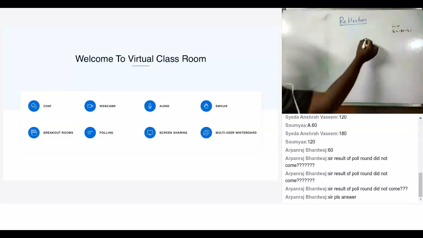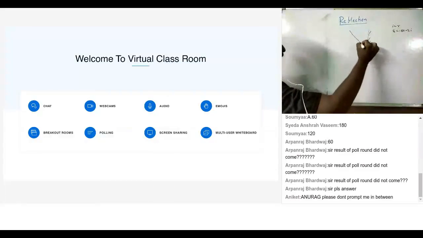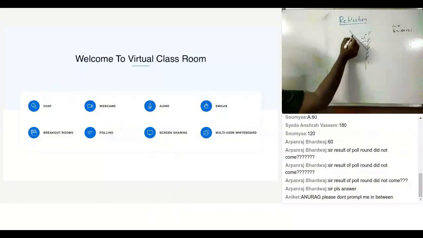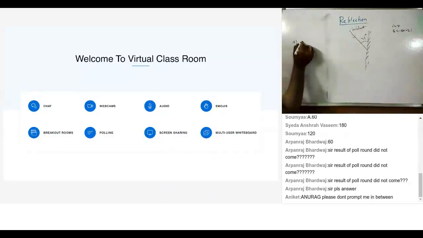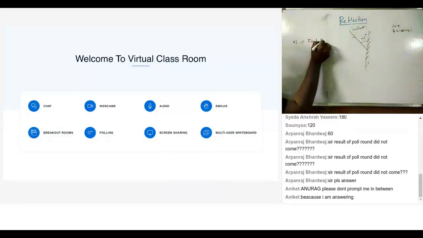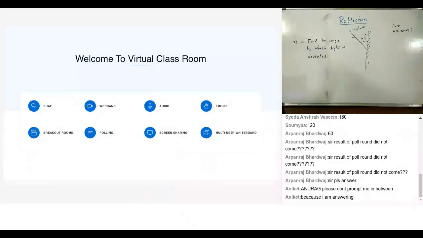Now let's say I have a surface. There is a surface. Light is incident on it at 25 degrees. This is the incident ray. Fine. The question is: find the angle by which light is deviated. You're required to find the angle by which light is deviated.